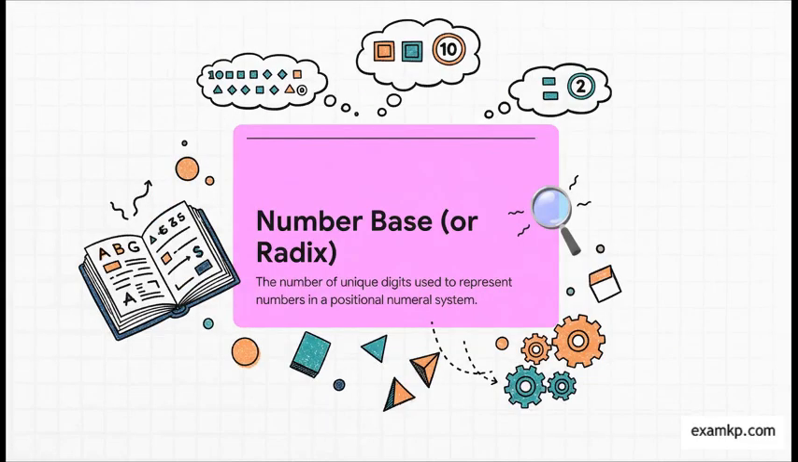What is a number base, or radix? Just think of it like the alphabet for numbers. You know our normal system that we use every day, that's base 10, and it uses 10 digits, 0 all the way to 9. But something like binary or base 2, it only uses 2 digits, just 0 and 1. So the base simply tells you how many digits you have to play with in that system.